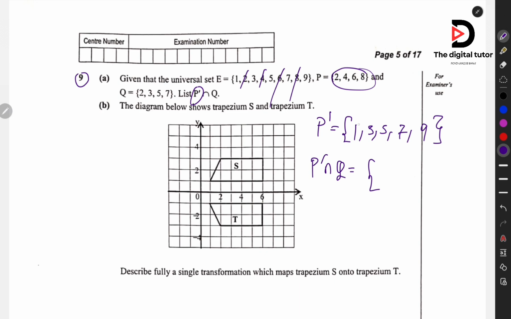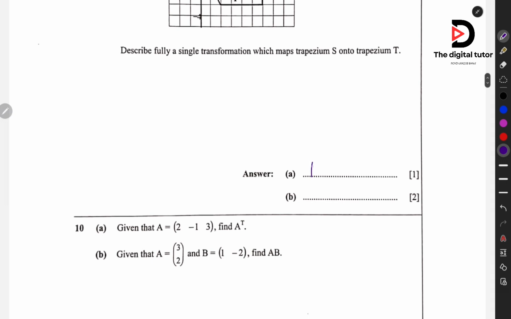So this is set Q. Do we have 1 in Q? No. Do we have 2? No. Do we have 3? Yes. And also here we have 3. So first one is 3. Do we have 5? Yes. Second one is 5. Do we have 7? Yes. So 7. What else do we have? Nothing at all. So this is our set P complement intersection Q, which is equal to 3, 5, and 7.